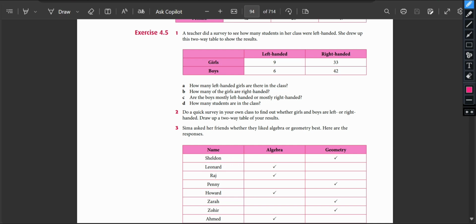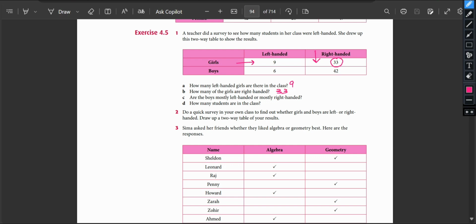So the first question is, how many left-handed girls are there? So left-handed, firstly you are going to in the row left-handed and then girls. Left-handed here, girls here. So that's the total of 9. So answer is going to be 9. How many of the girls are right-handed? So firstly you will go in the right hand in the girls section, and then you are going to look at the right-handed. So that means this is going to be the answer. So answer is going to be 33.